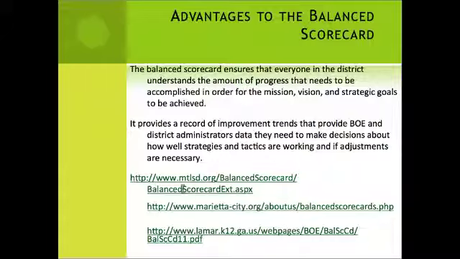These are, again, more examples of education scorecards. This one is in the Montgomery County School District in Maryland. This one is a school district in Wisconsin, I believe, and I'm not sure exactly. I think this is Lamar School District in Georgia. So these are examples of 3 specific balanced scorecards that you can take a look at.